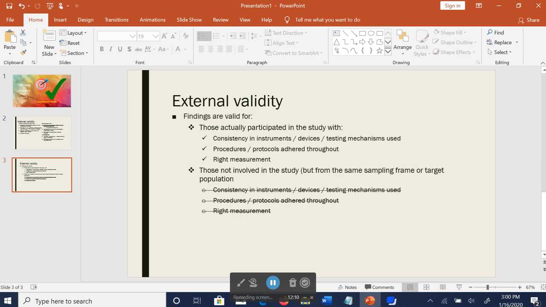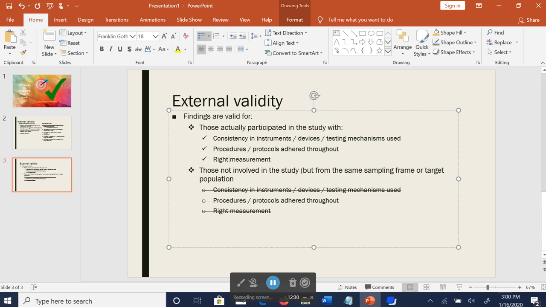External validity talks more about the generalizability of our findings. External validity is attained if our findings are valid for those who actually participated in our study, based on all these criteria being met: consistency in the instruments used, the devices used, the testing mechanisms, or we use the appropriate instruments, devices, testing mechanisms on these participants.